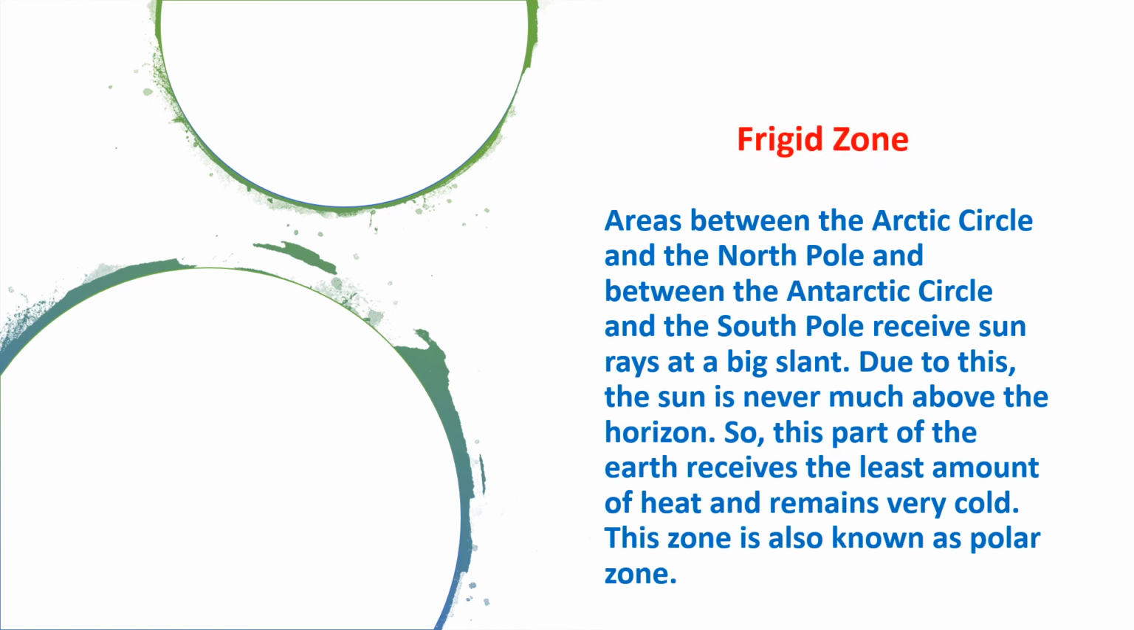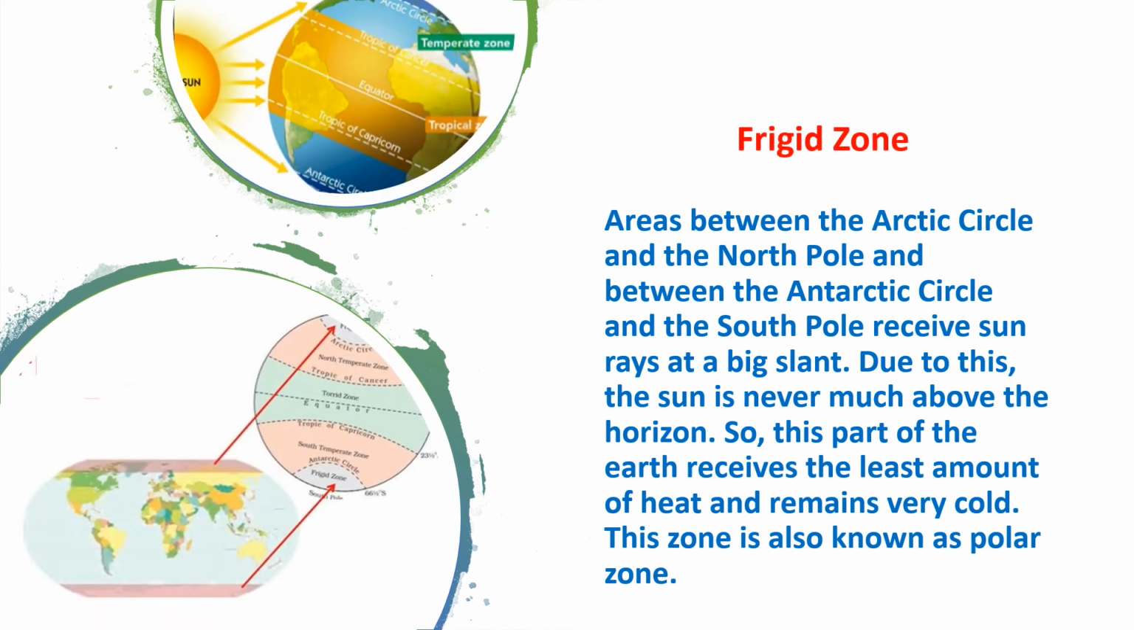We'll talk about frigid zone. Frigid means cold area between the Arctic Circle and the North Pole, and between the Antarctic Circle and the South Pole receives sun rays at a big slant. Due to this, the sun is never much above the horizon. So, this part of the earth receives the least amount of heat and remains very cold. This zone is also known as polar zone.